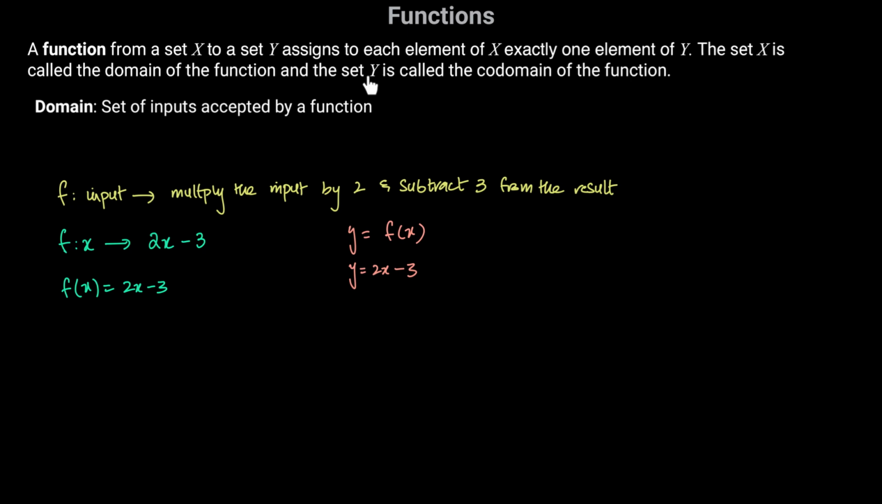Now the set y is the set of outputs, whereas for the purposes of this course, we're going to use the term range to describe the codomain. So instead of using the term codomain, we're going to use the term range. Now they're not exactly the same thing, but for the purposes of this course, we can say that the codomain can also be called the range. And the set y, which is the set of outputs, is the range of the function. So the range is the set of outputs given by a function.